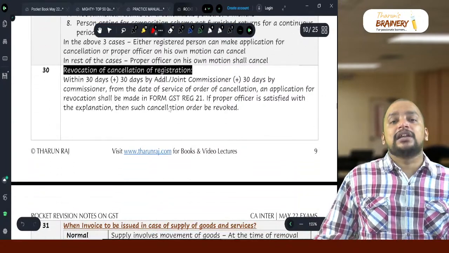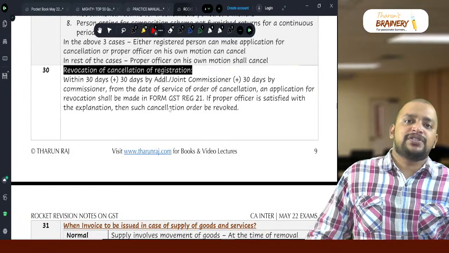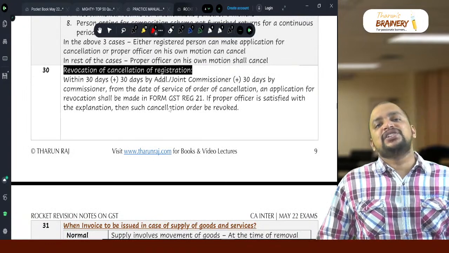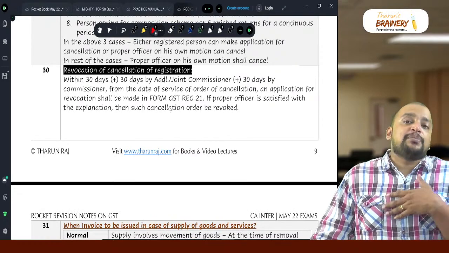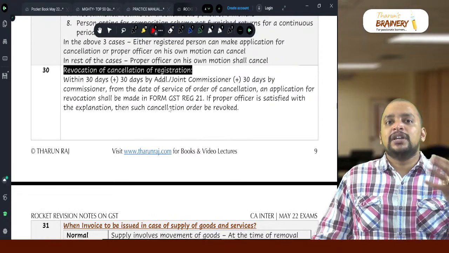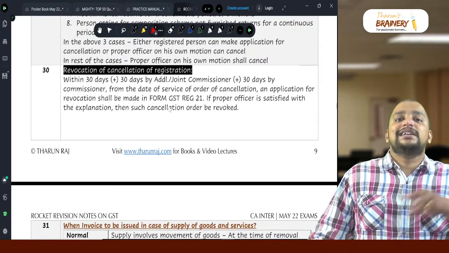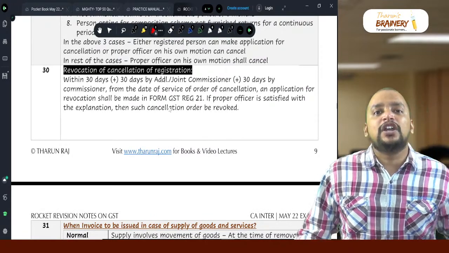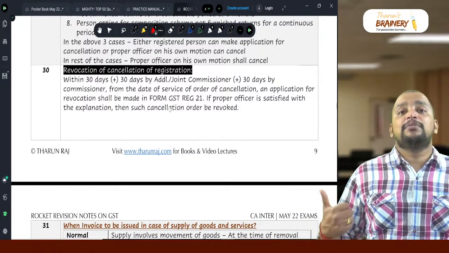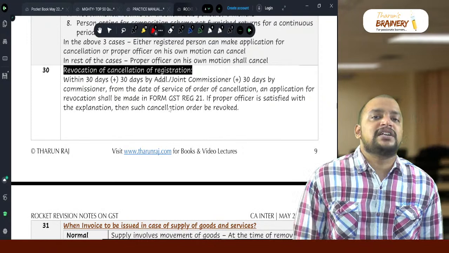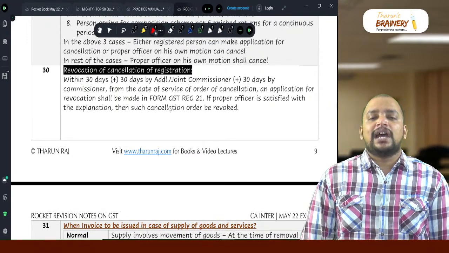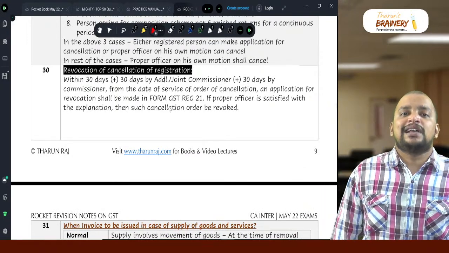Then section 30, revocation of cancellation of registration. Whenever proper officer initiates cancellation of registration, then we can make an application for revocation of cancellation. Revocation of cancellation is cancelling the cancellation order, that is withdrawal of the cancellation order. So what is the time limit within which we need to make application? Within 30 days, plus it can be extended for a further period of 30 days by additional joint commissioner, plus 30 days by commissioner.